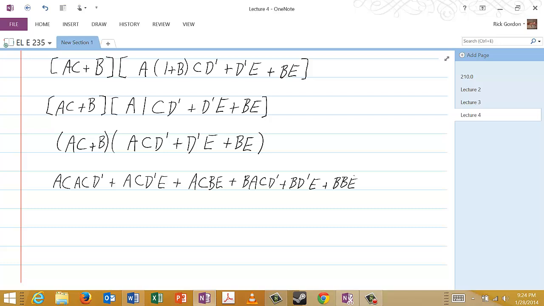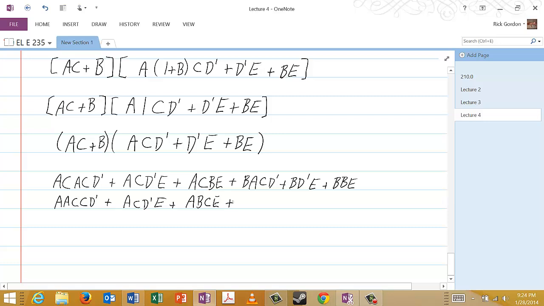Now, remembering that we can write these variables in any order, I'm going to rewrite the variables in the first one as A, C, D prime. I'll leave the second term as it is, A, C, D prime, E. The third term I'm going to write simply in alphabetical order, A, B, C, E. For the next term, also in alphabetical order, A, B, C, D prime. The next one, B, D prime, E, no change there.